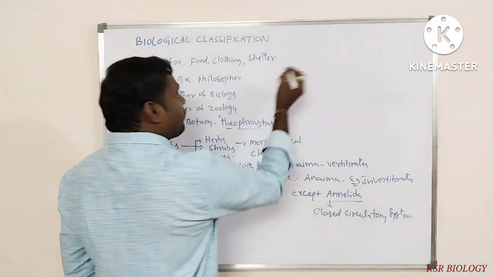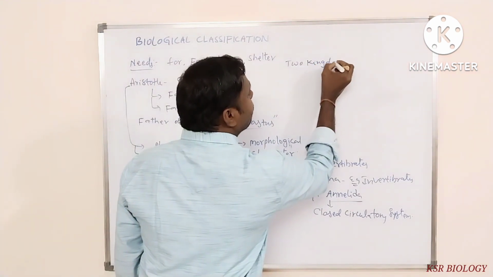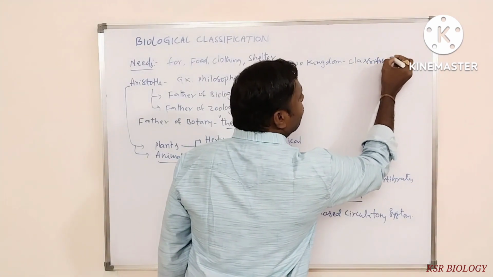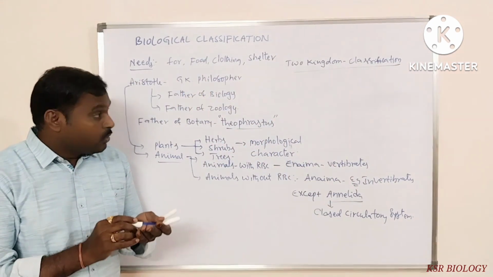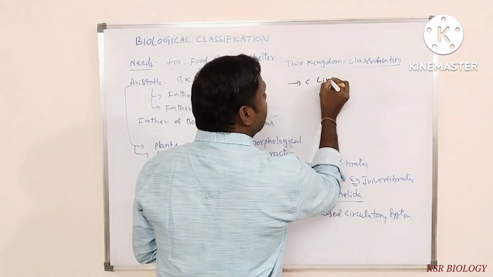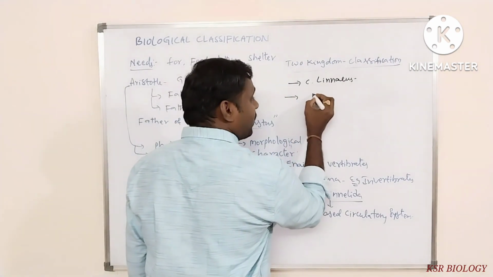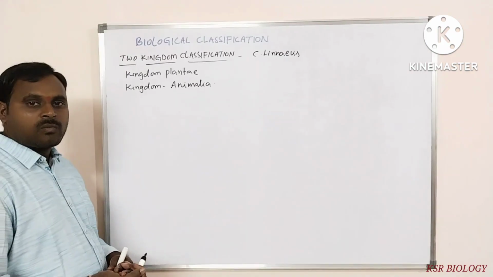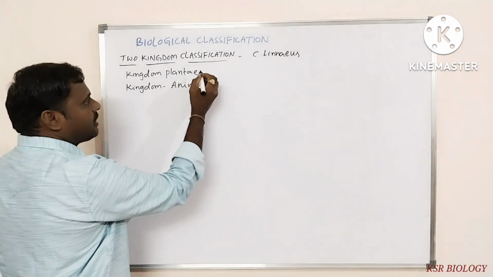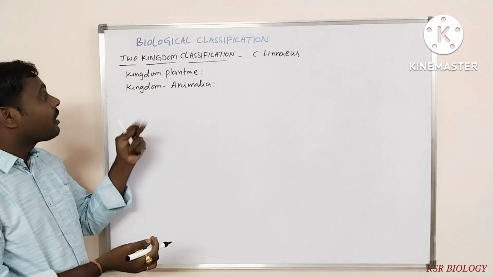Later on, the Swedish naturalist Carolus Linnaeus proposed the two kingdom classification. So who proposed this two kingdom classification? Carolus Linnaeus. According to him, the two kingdoms are kingdom Plantae and kingdom Animalia. He was a Swedish naturalist. So what is the main criterion used by him to classify the organisms into two kingdoms?